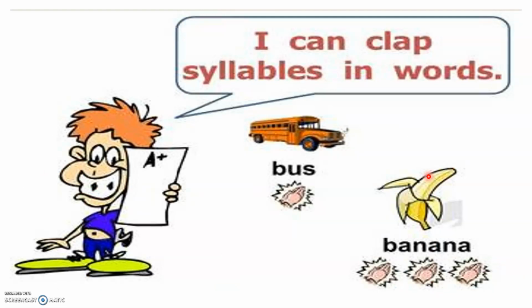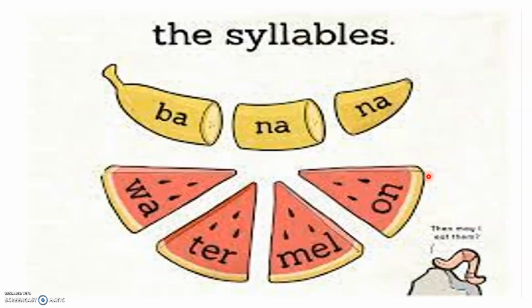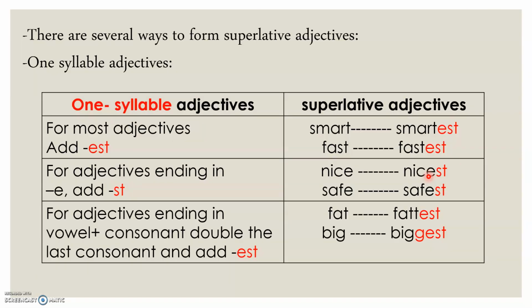Now, there are many ways to form superlative adjectives. The first and most important thing we need to do is identify how many syllables we have in the adjective. Usually we know how many syllables there are in a word by clapping the adjective. For example, wonderful: 3 syllables in this adjective. So the first thing you need to do is identify the syllables of the adjective you have.